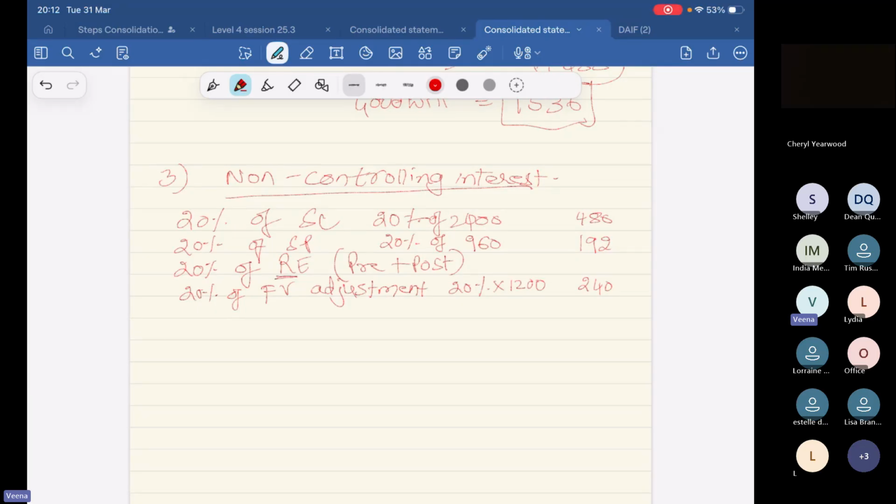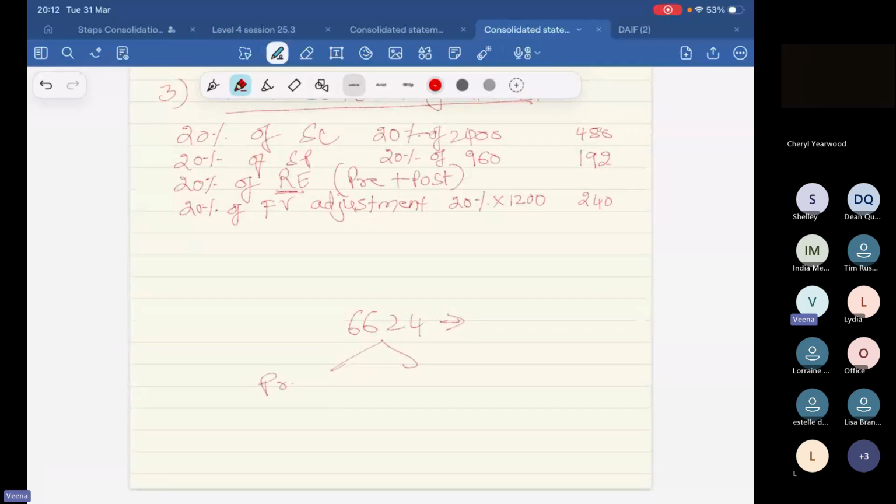Now comes your retained earnings. If you remember, there was already pre-acquisition retained earnings, so the total retained earnings is 6,624. But as on the date of acquisition, the pre-acquisition was 4,800. So I gave away 80% to the parent company, and 20% will stay with Daniel.